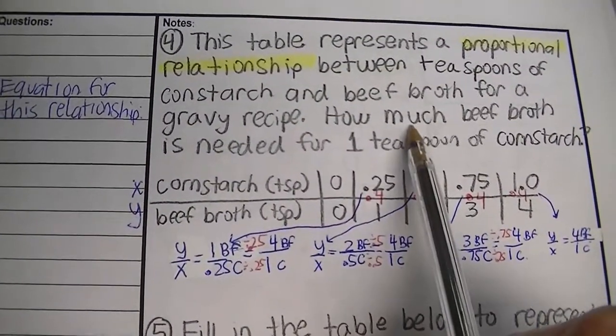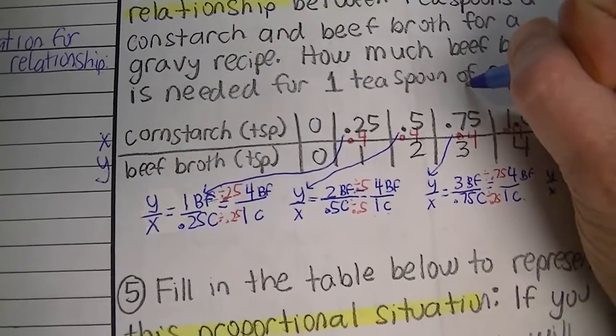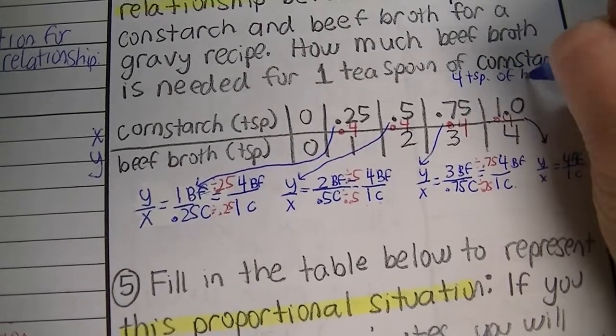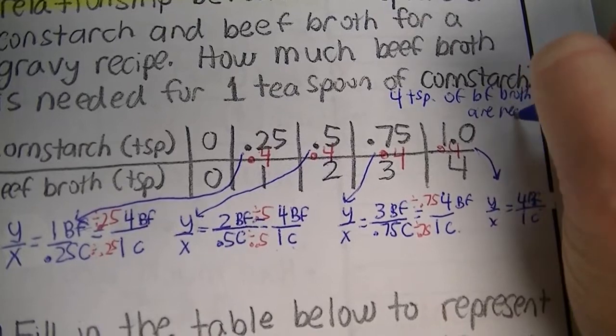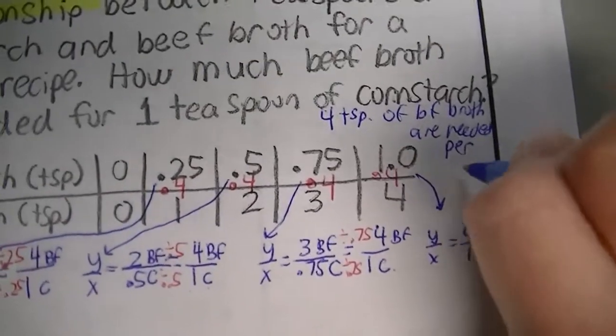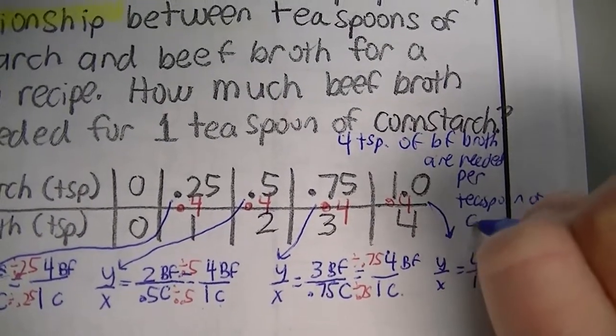So to answer this question, how much beef broth is needed for 1 teaspoon of cornstarch? 4 teaspoons of beef broth are needed per teaspoon, or you could say for each teaspoon of cornstarch.